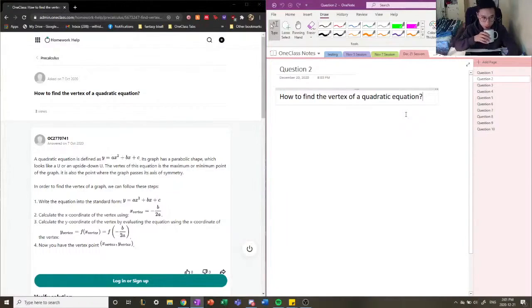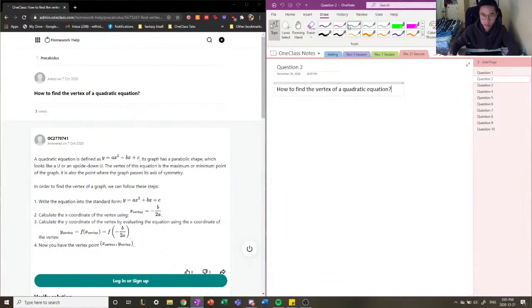So how do you find the vertex of a quadratic equation? Alright, so the standard form of a quadratic equation is as such. It is y equals ax squared plus bx plus c, where a, b, and c are coefficients. They can be negative or positive. They can be fractions. They can be anything. Okay, so this is what we call our quadratic function.